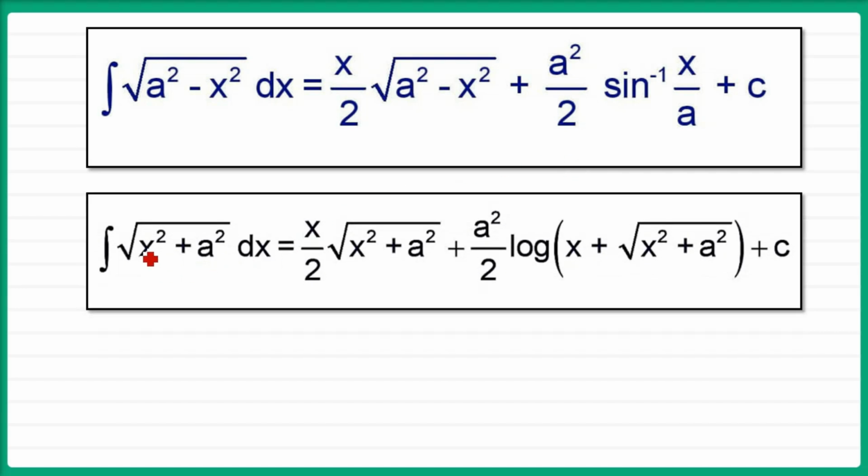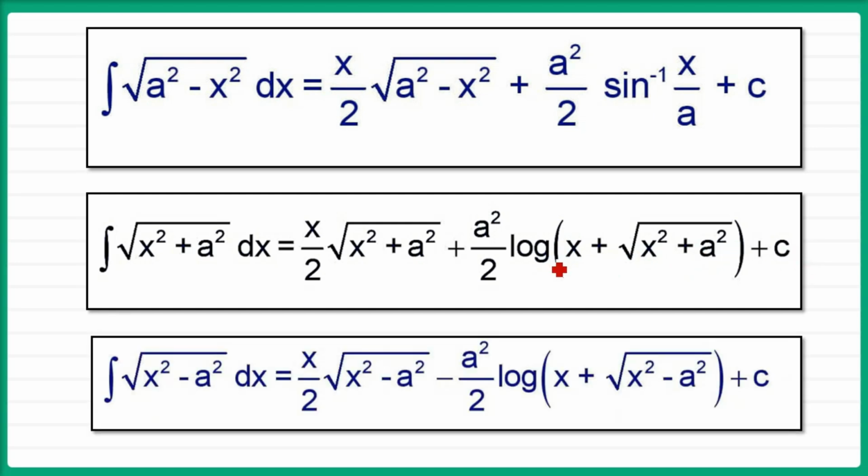Now the second formula, you can write it as x square plus a square or also a square plus x square, they both are same. The result is x by 2 under root x square plus a square plus a square by 2 log, and inside the bracket we have x plus under root x square plus a square, plus a constant of integration. Now this is very important: under root x square minus a square, and the result is x by 2 under root x square minus a square minus a square by 2 log x plus under root x square minus a square plus constant of integration.